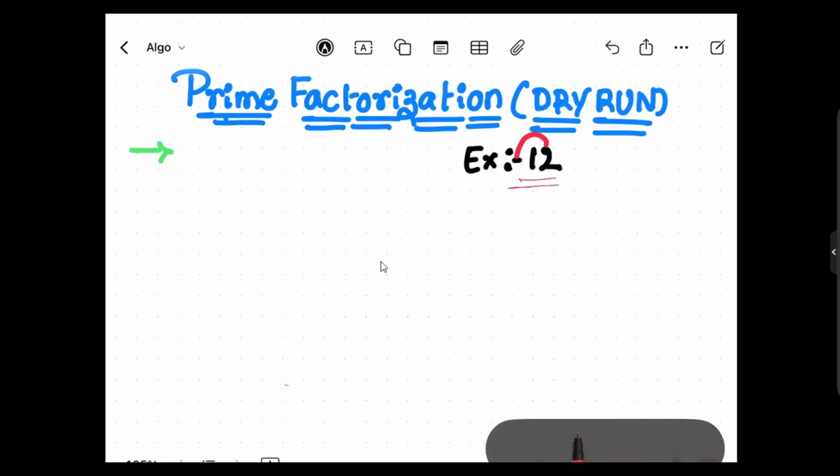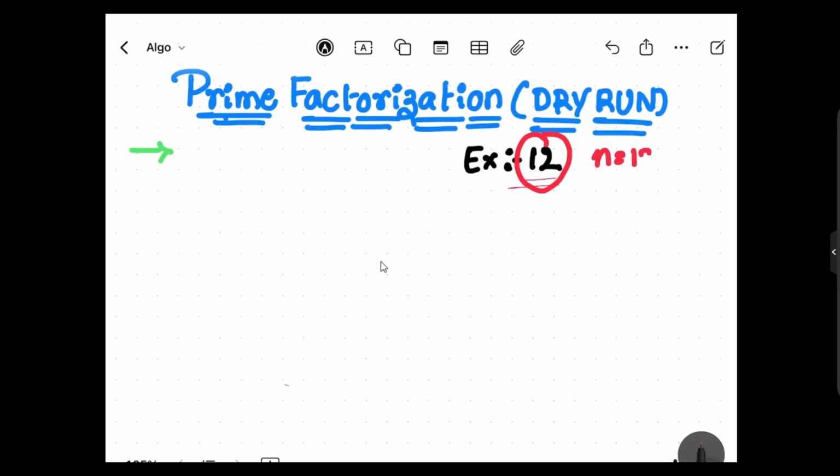We'll be going with the same example. So first, we have n equals 12 here. So what will we be doing? First, we'll go with i. We'll start with i equals 2. When i equals 2, first we'll check 12 modulo 2, right? So this is equivalent to 0.